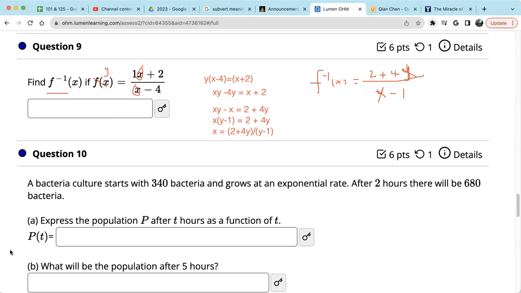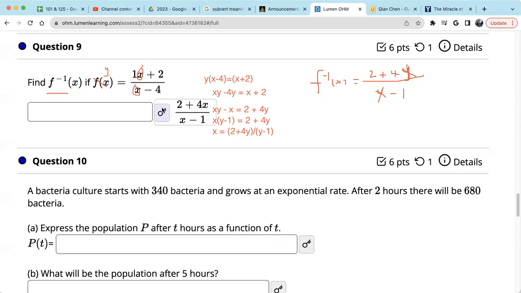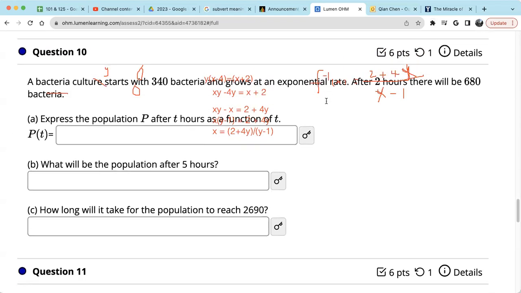So let's click the solution. You see the f inverse of x equals 2 plus 4x divided by x minus 1. Okay, that's 9. Now let's do 10. Let me erase this.